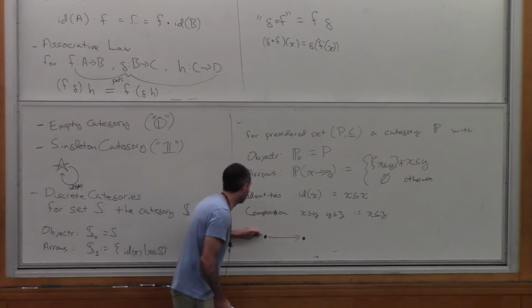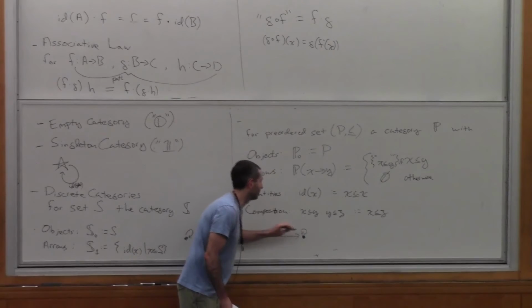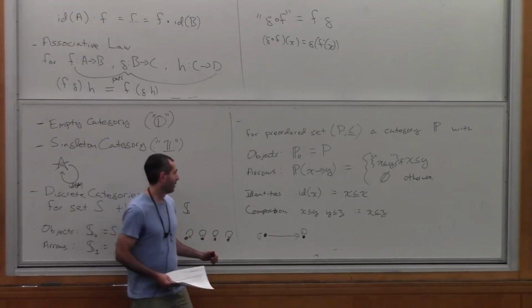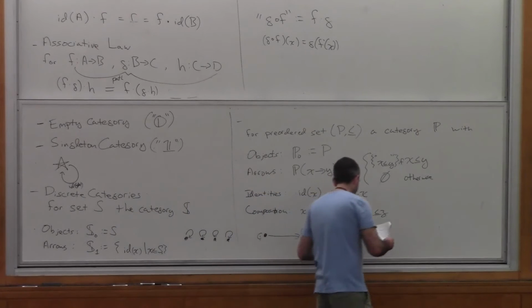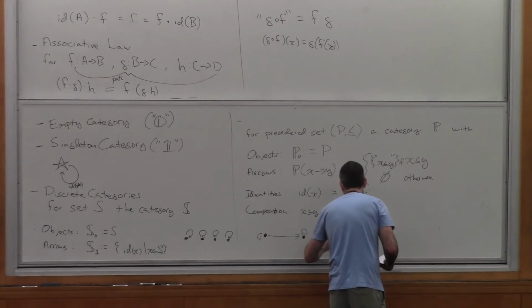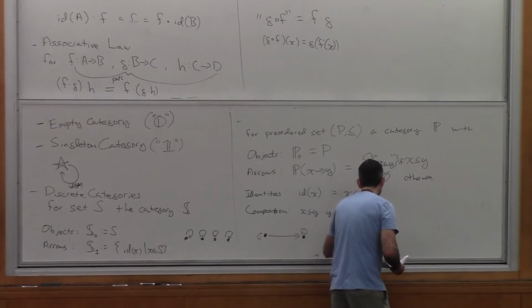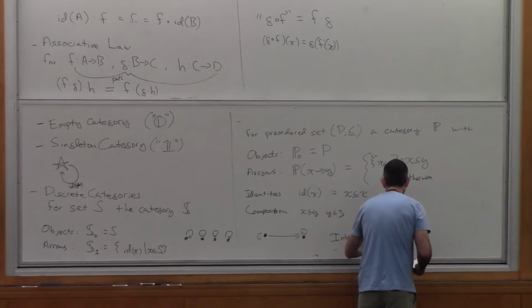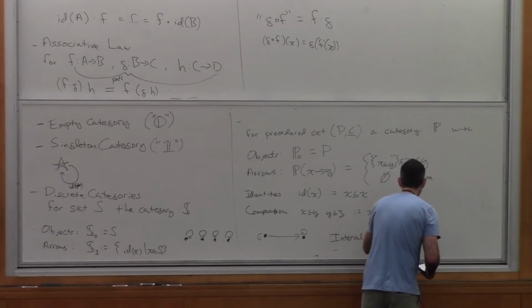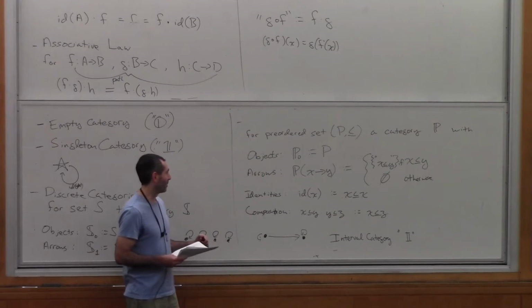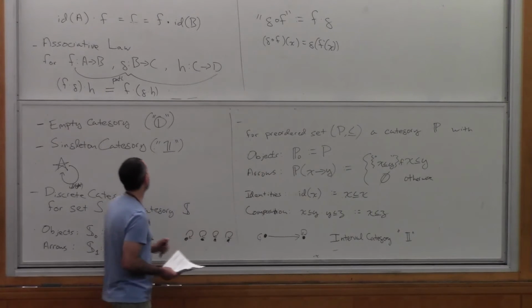By the way, there are little loops here, but from now on I'm not going to draw the loops because you know that they're always there, the identities. Okay, so this is a category called the interval category. And I'll write that with this blackboard bold capital I, which I know looks like the Roman numeral 2, I'm sorry.